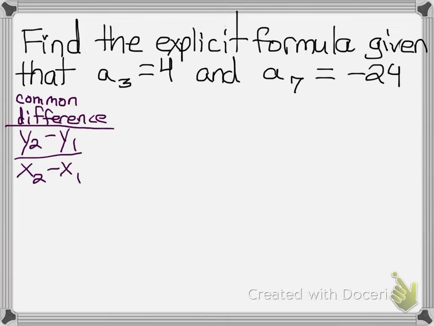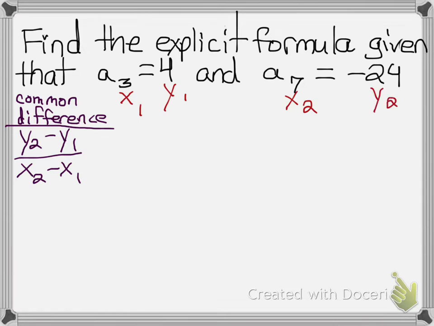All right, first thing we need to do is find our common difference. And to find the common difference, we're going to use the same formula that you've learned to use to find slope. So let me show you how you're going to label it. You see how it says a sub 3 equals 4? That sub 3 just means it's the third term. That's technically your x1, and what it equals is your y1. And then 7 for a sub 7 is going to be your x2, and what it equals is going to be your y2. And that's how you will always label it.